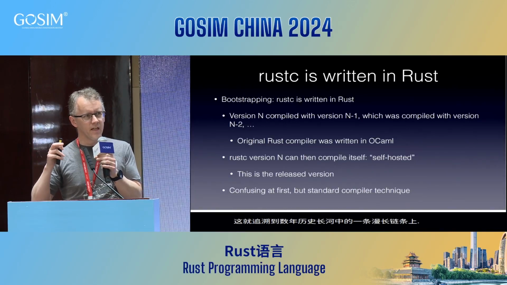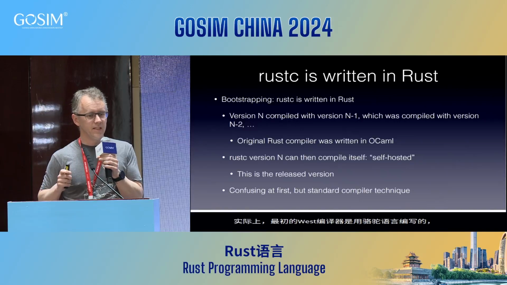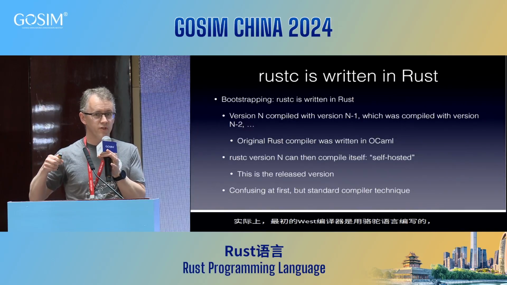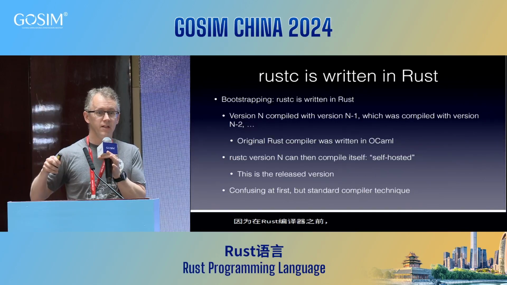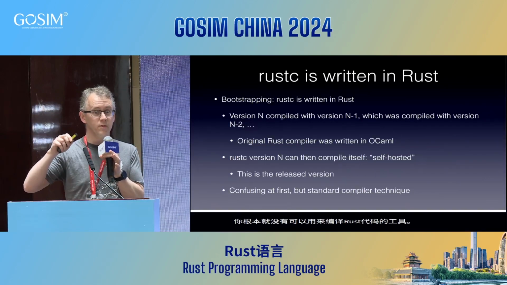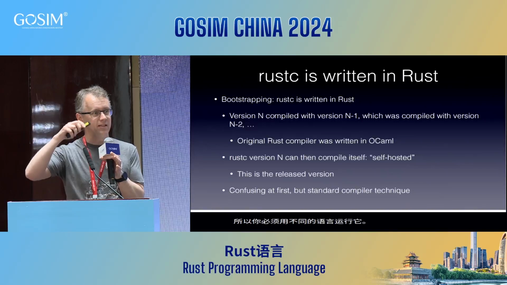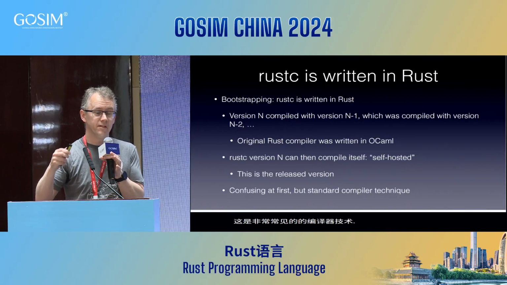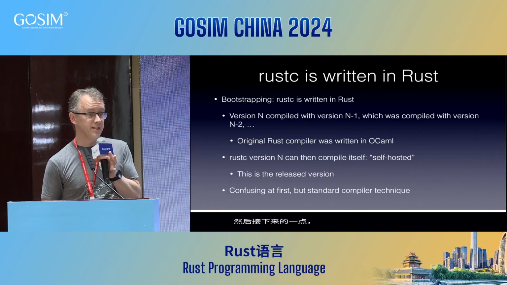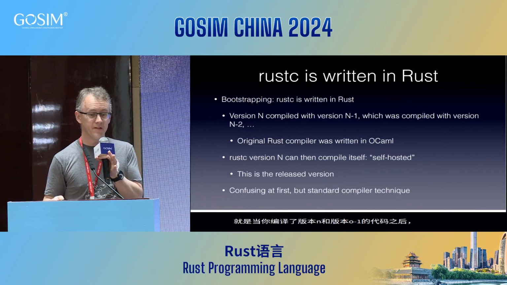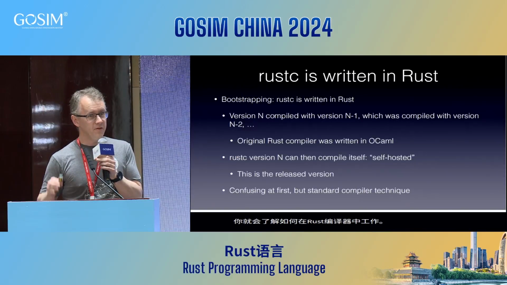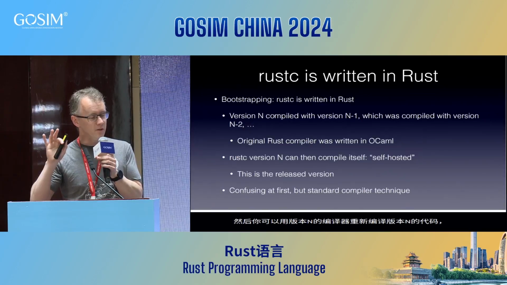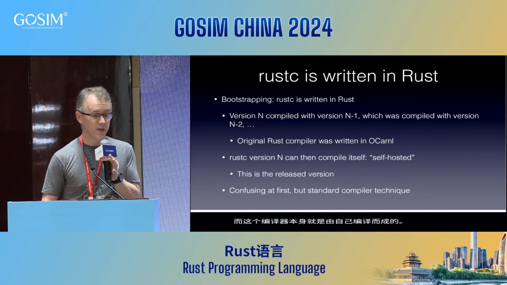And then the next thing, which is when it gets really confusing, is that once you've compiled version n with version n-1, you now have a working Rust compiler, and you can then recompile version n's code with the version n compiler, and it's a compiler that has compiled itself. And this is what we actually release. So if you're running the Rust compiler, you are using a compiler that is built in this way, and this is called a self-hosted compiler. If you haven't heard of this technique before, it's a bit strange and it takes some practice to get your head around, but it's actually a very common way of doing things.